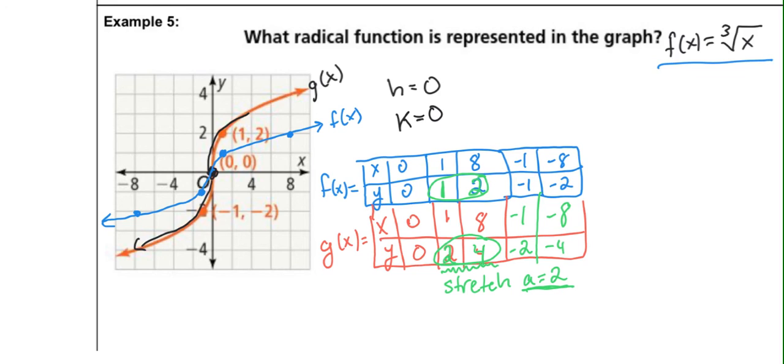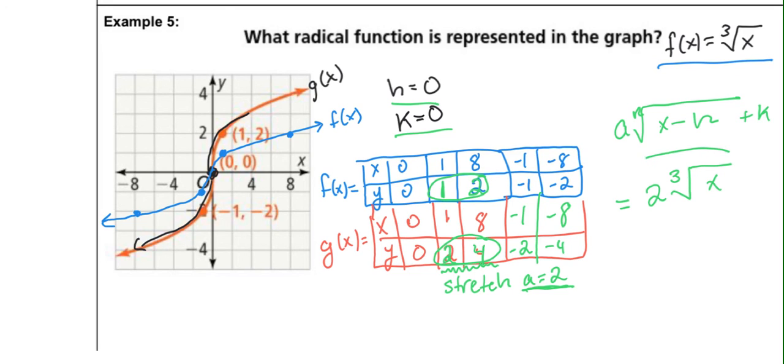And then our last step is to rewrite it using our formula, right? We know it's a times the n-th root of x minus h, plus k. So the only thing we have is a, because our h is 0 and our k is 0. So we're just going to rewrite this as 2, and then it's the cube root, so our n is 3, of x. And here's our solution.